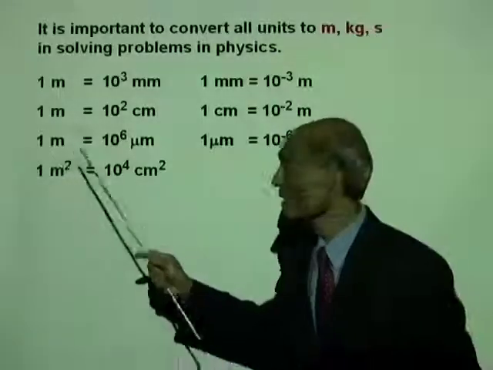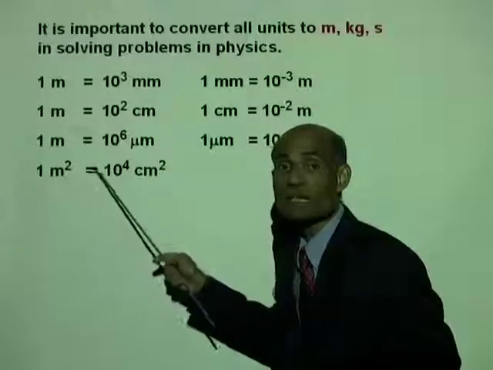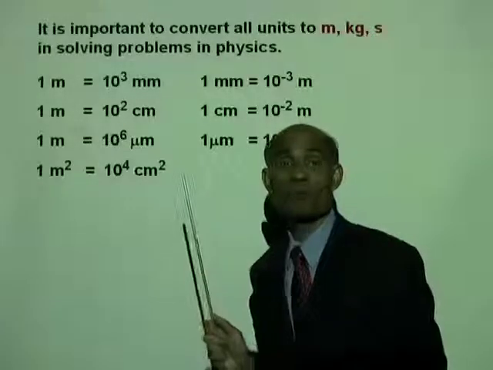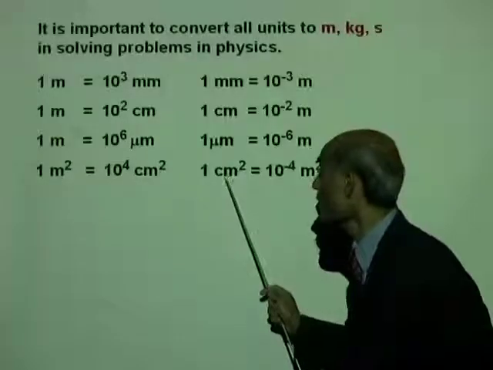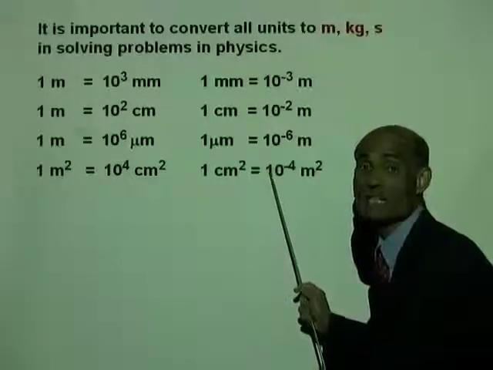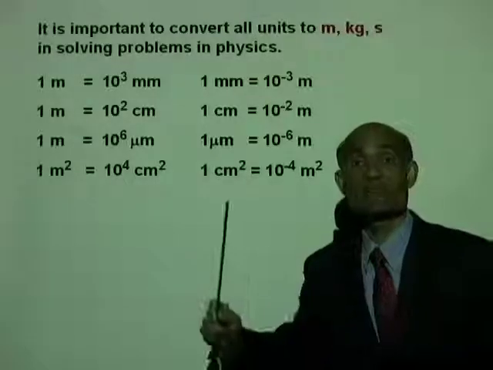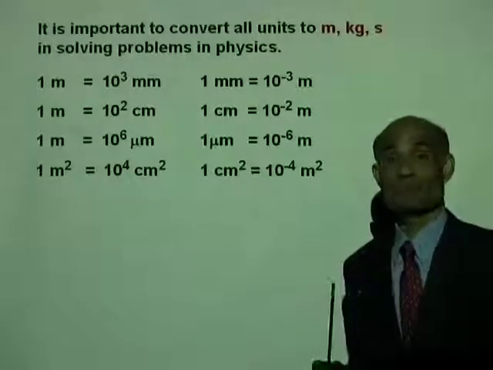Did I say it correctly? 1 square meter contains 10 to the power 4 square centimeter. Therefore, 1 square centimeter is 10 to the power of -4 meter squared.